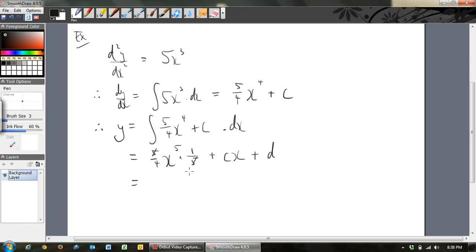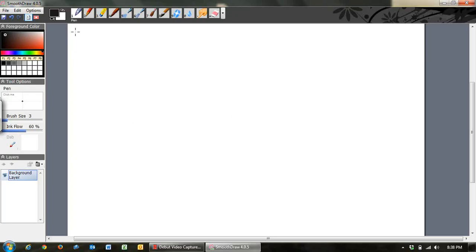That 5 will cancel with that 5, and we're left with 1 quarter x^5 plus cx plus d. And that is your general solution. Again, we don't know any points, so we can't find c and d. That's as good as it gets for that one. Okay, let's do some ones where we're given a point.